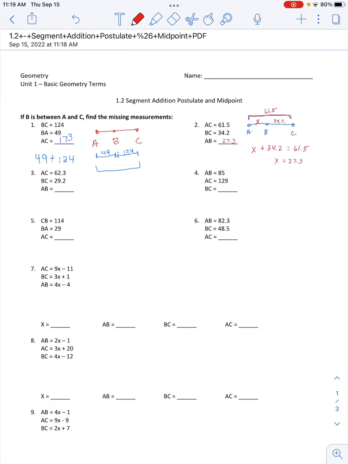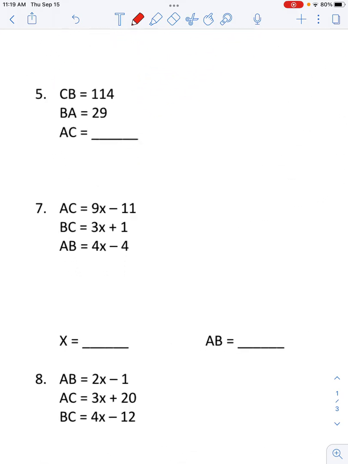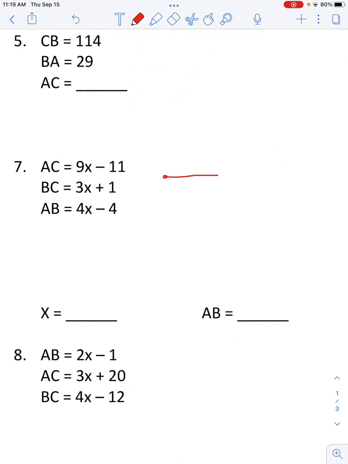Now let's get to the ones that have equations on them. So again, I'll draw the AC. It always helps to kind of visualize this. So always draw a line to help out, just like I'm doing. Here it says that AC, the total thing, is 9x minus 11, whatever that value is. They'll just give you an algebraic expression. Then BC is 3x plus 1. And AB is 4x minus 4.